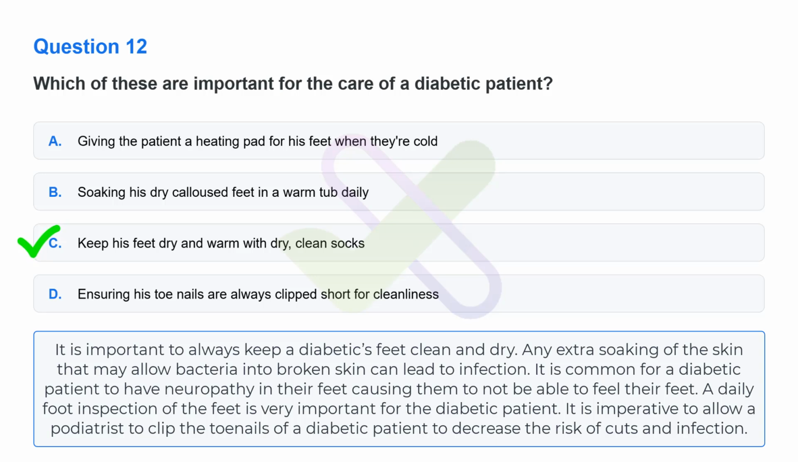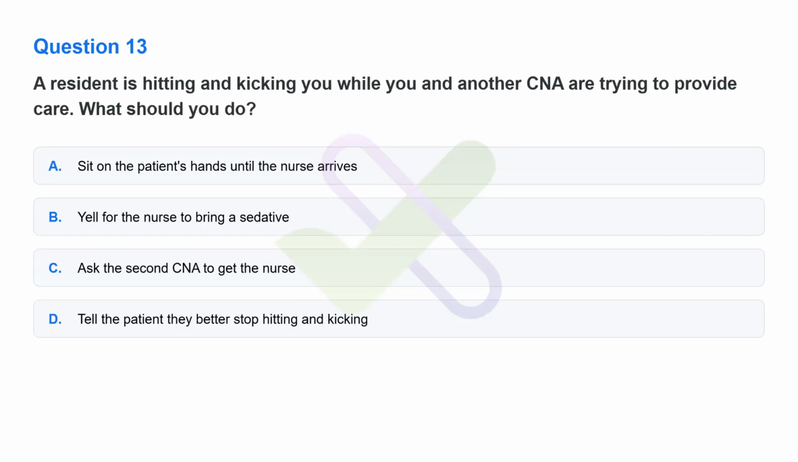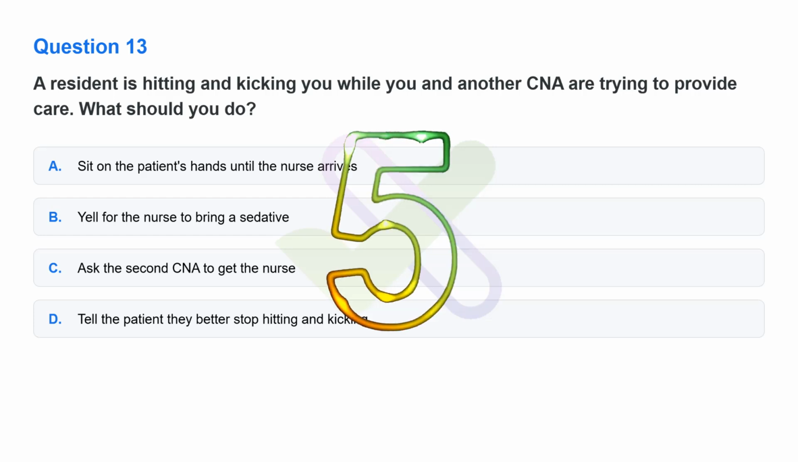A resident is hitting and kicking you while you and another CNA are trying to provide care. What should you do? A, Sit on the patient's hands until the nurse arrives. B, Yell for the nurse to bring a sedative. C, Ask the second CNA to get the nurse. D, Tell the patient they better stop hitting and kicking.